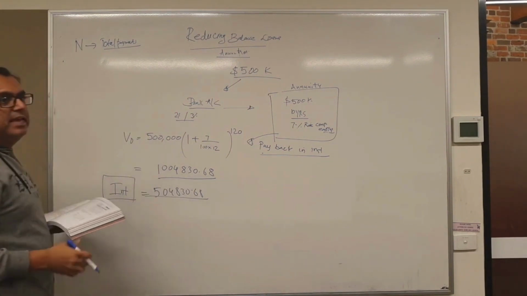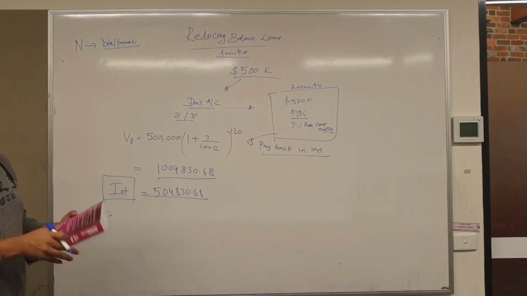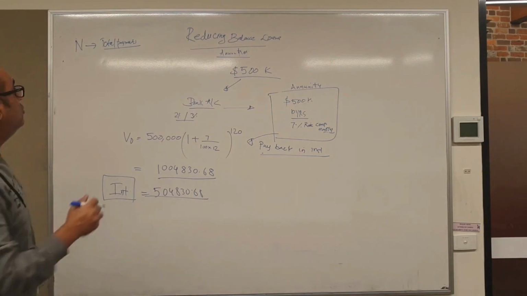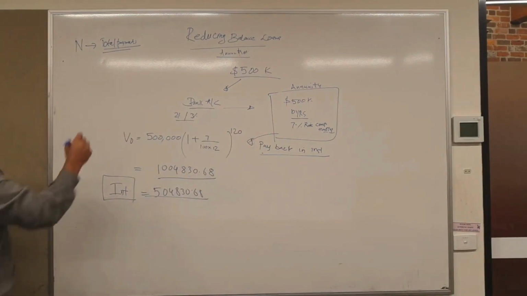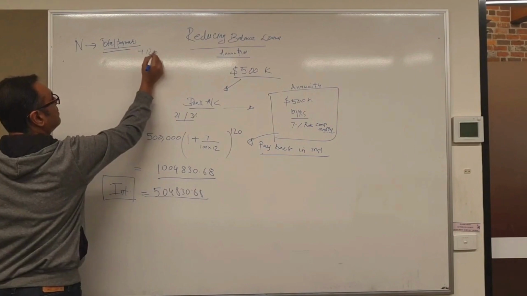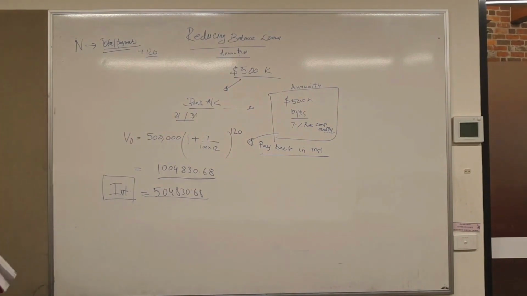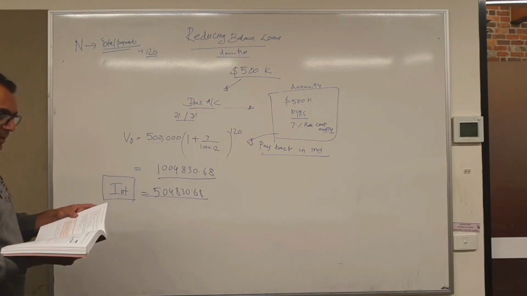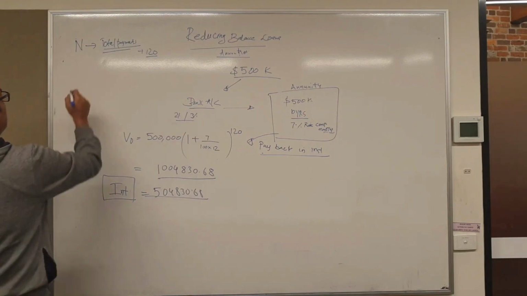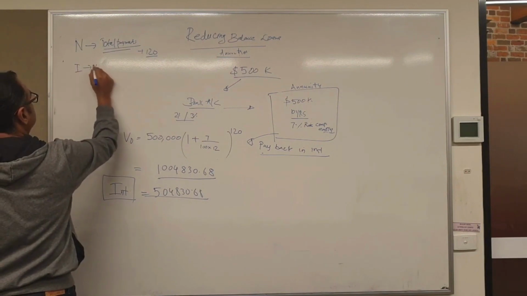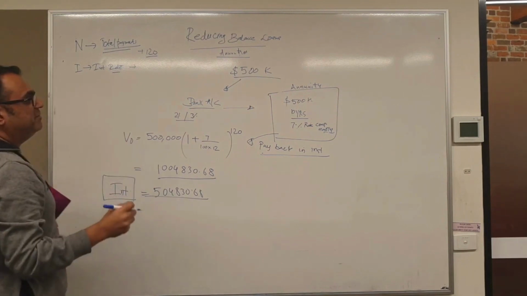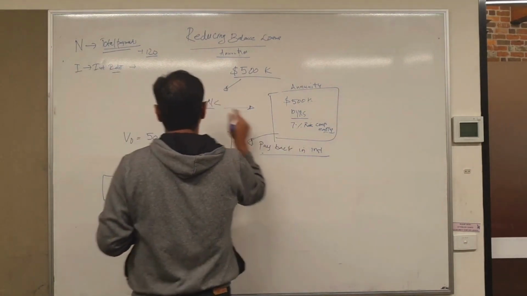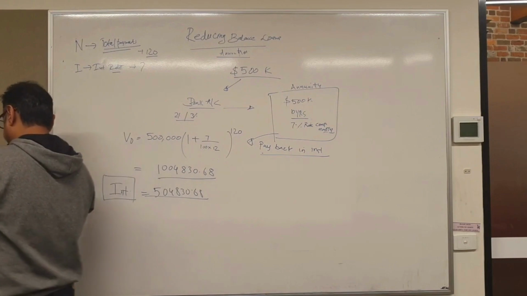In our case, what is N? Nanu, what is N? How many total payments is this guy getting? 120. So N is 120. Plug 120 there. Then the next one is the I. I is the interest rate. How much is the interest rate that we've got here? 7%. Plug 7 there.